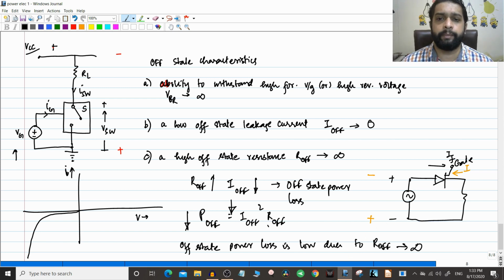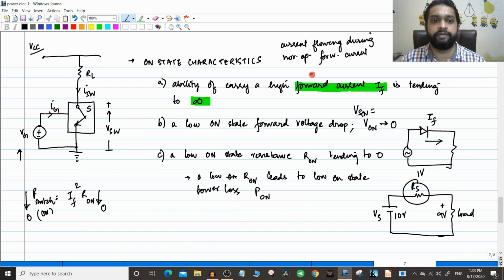It's I think over 15 minutes already. So just go through this. So what we have seen are the on state characteristics and off state characteristics of an ideal switch, right? So what did we see in the on state characteristic? We saw that it should have high forward current ability, so I F tending to infinity. So we will summarize that, right? I F tending to infinity. So this is on state characteristics.